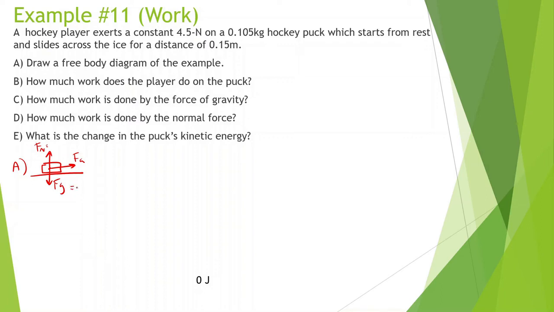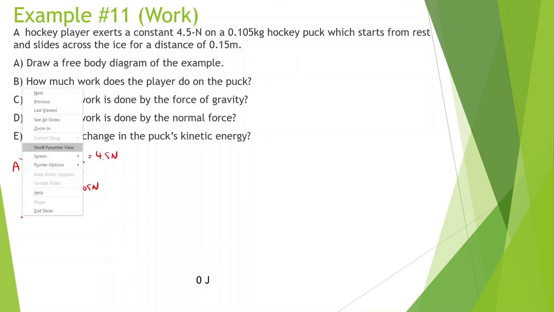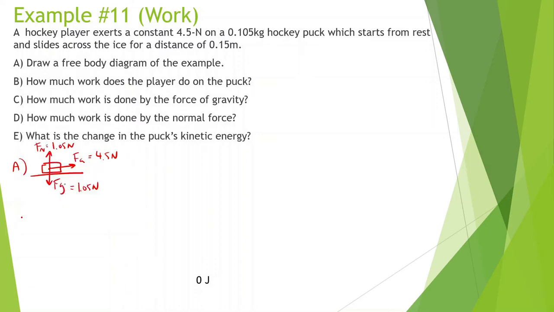The force of gravity is going to be 1.05 newtons. Force normal, 1.05 newtons. Force applied is going to be 4.5 newtons. I'm going to change the color of this, so I should have done this a while ago. And we know that this is moving to the right 0.15 meters. Okay, now let's look at part B.